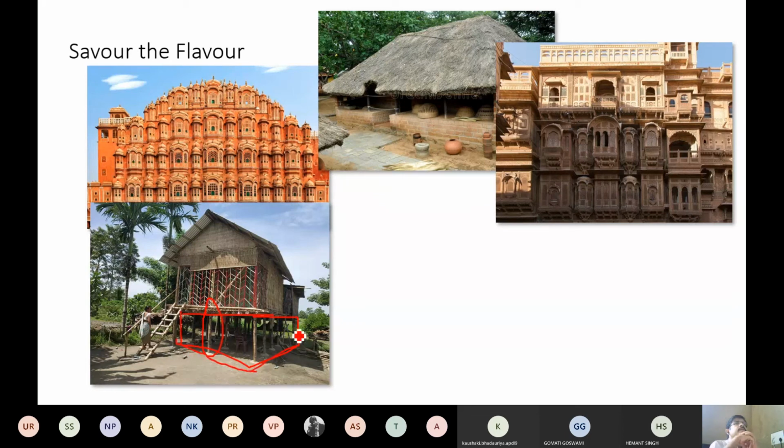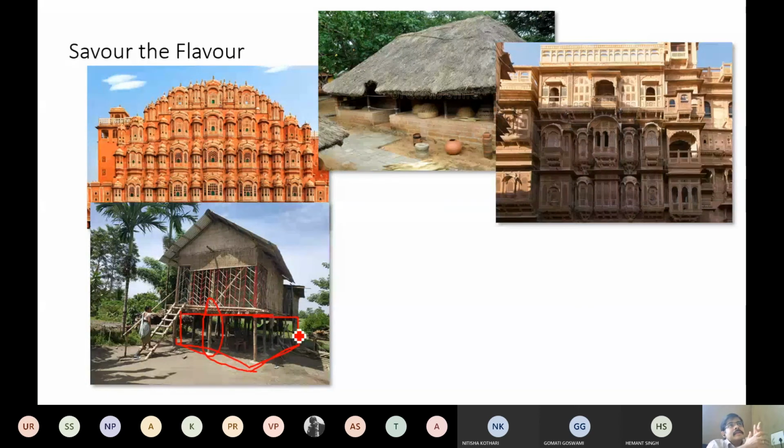What type of system is this? Water management, sir. For prevention of floods. What do you call this? Stilt parking? This house is built on stilts.